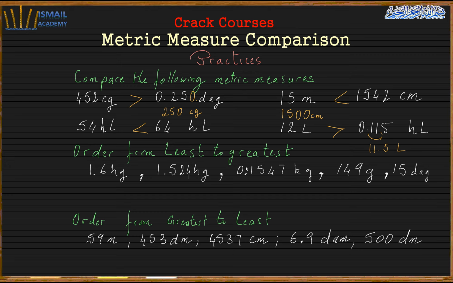Here they ask me to order from least to greatest, but the unit measures are not the same. So the first thing I do, I need to convert all of them to a single unit measure. I will choose to convert all of them to the lowest one. The lowest one is gram, so I'm going to start with this one.